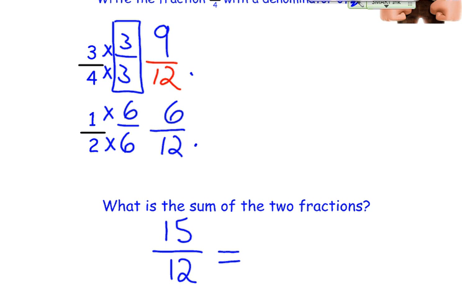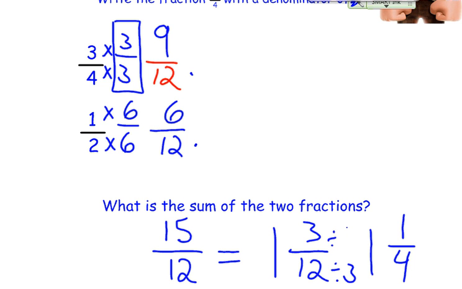12 goes into 15 one time, and I get 3/12 left over, which really could be reduced to 1/4, because I can divide a 3 from both of those. Look, I'm dividing by 1 too, so it's the same. But in the end, our answer is 1 1/4.